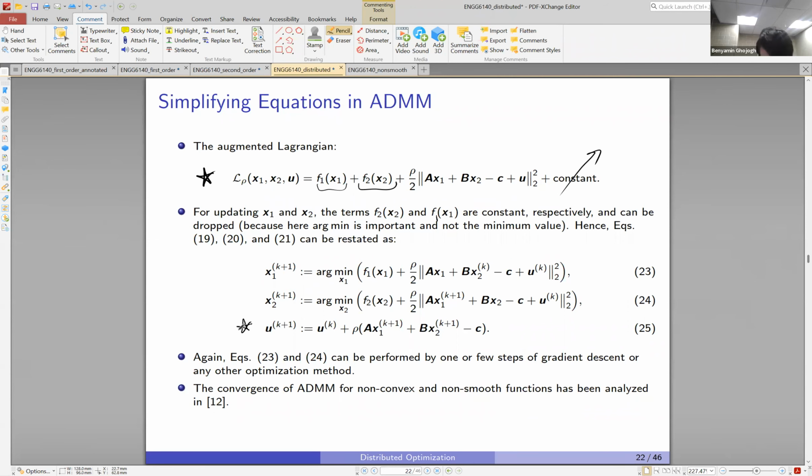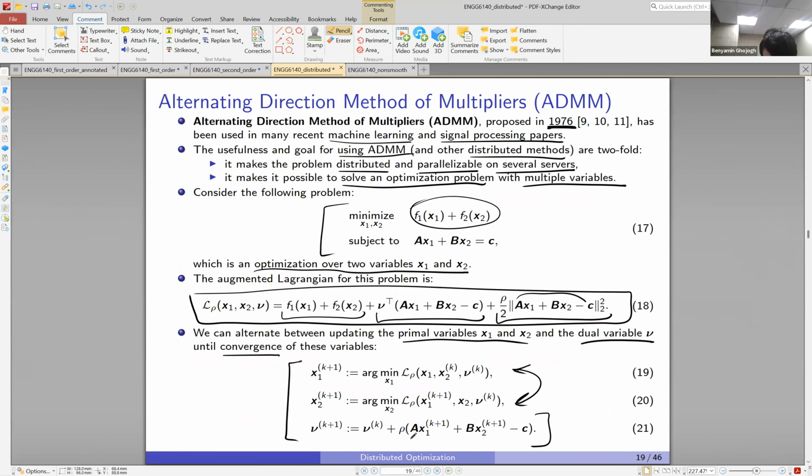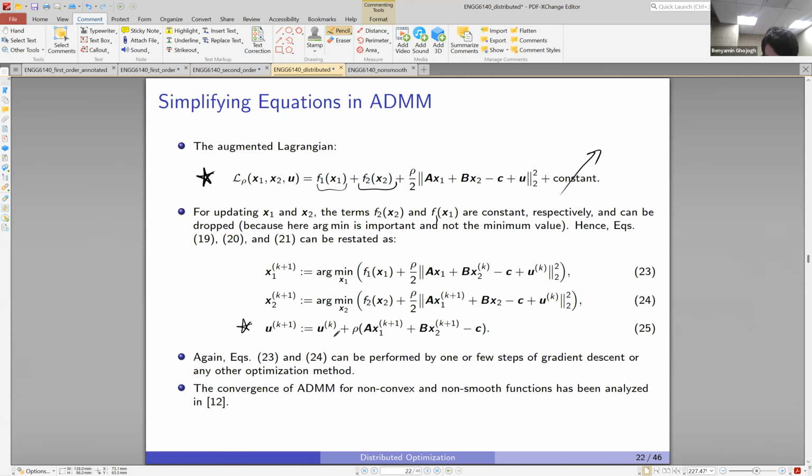If you put 1 over rho times v as u and put it in this equation, it becomes simplified to this equation, equation 25. So we simplified ADMM to this. Now, again, equations 23 and 24 can be performed by one or a few steps of gradient descent or any other optimization method, not necessarily just gradient descent.